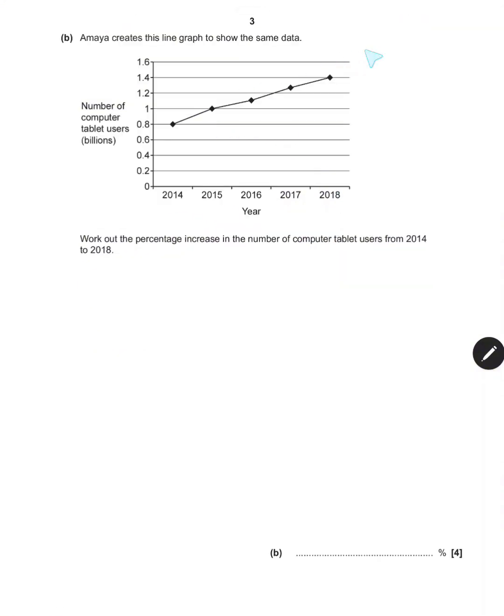Part B of this question, we've got a time series graph showing data about computer tablet users, and it says what's the percentage increase from 2014 to 2018. Well, in 2014, we had 0.8 billion. In 2018, we had 1.4 billion. I'm not going to convert to billions, I'm just going to use these figures.